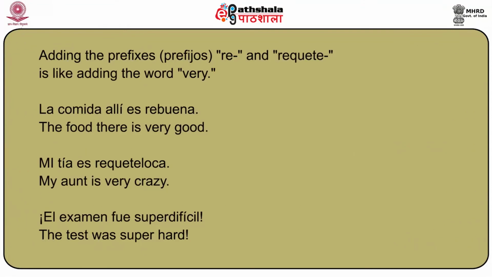Some places in the Spanish-speaking world also allow for the use of prefixes, prefijos, on words. Adding the prefixes re and requete is like adding the word very. You should already know how to handle the prefix super. La comida allí es re buena. The food there is very good. So we have the prefix re and it becomes re buena, or we can say super buena, and it becomes very good, excellent. Mi tía es requete loca, which means my aunt is very crazy. Or I can also say mi tía es super loca. El examen fue super difícil. The test was super hard.